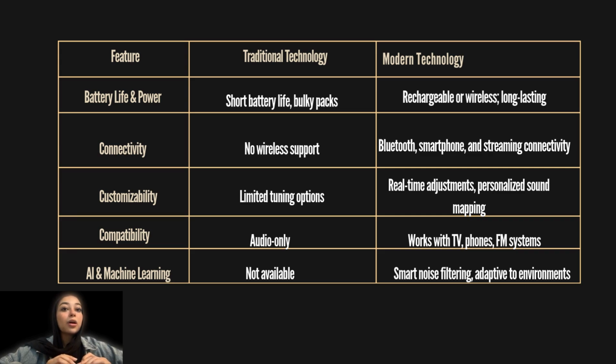And lastly, AI and machine learning. Old technologies didn't have any smart features, while modern devices use AI to filter noise and automatically change settings depending on the place, like reducing background noise in a busy area.